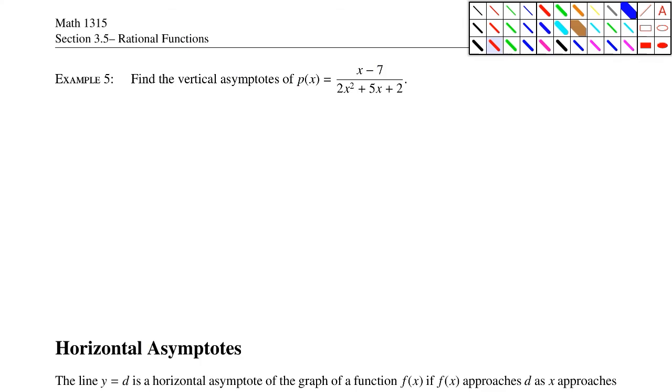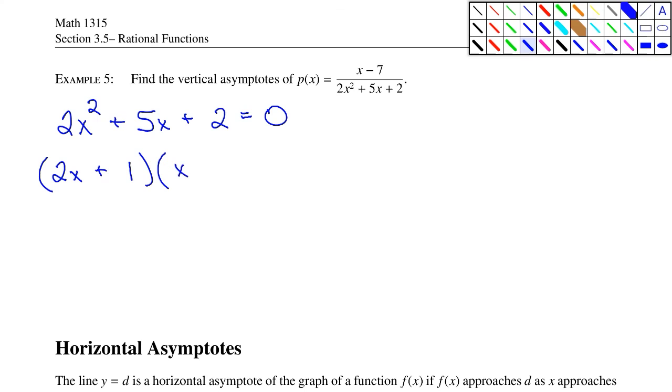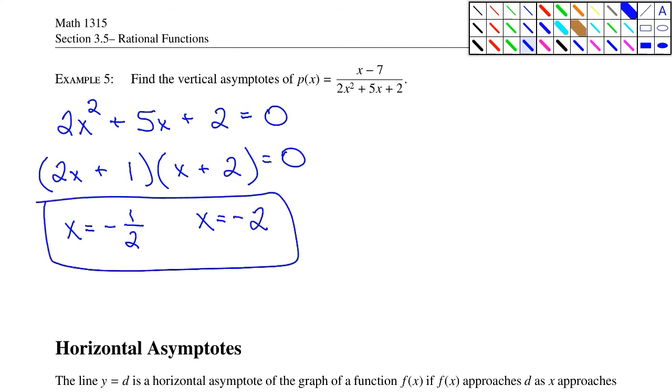Example number 5. Find the vertical asymptotes of p of x is equal to x minus 7 over 2x squared plus 5x plus 2. So this one is already reduced. So we set the denominator equal to 0, and we factor. This factors as 2x plus 1 times x plus 2. Set each factor equal to 0 and solve, and you get x equals negative 1/2 and x equals negative 2. And those are the vertical asymptotes.